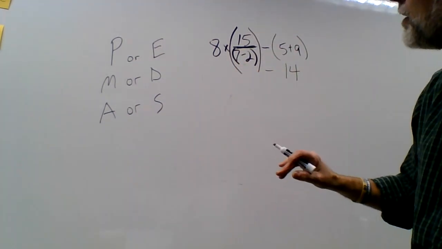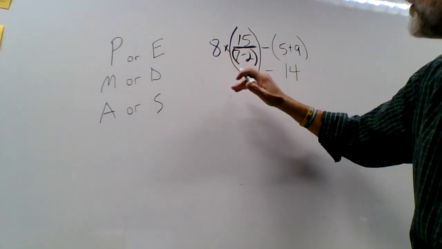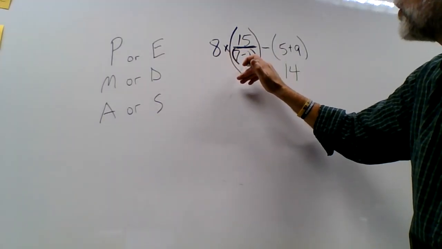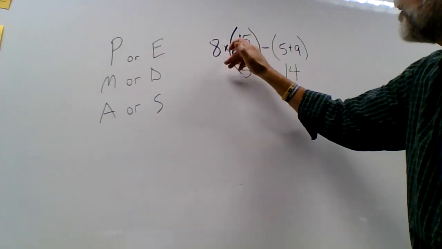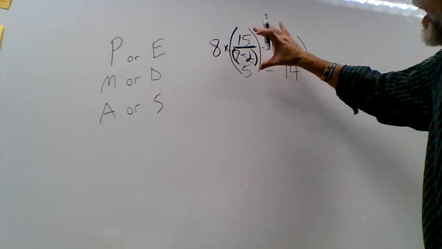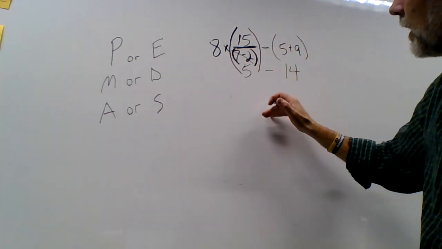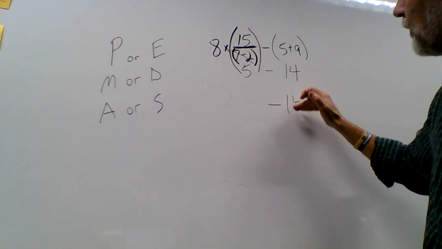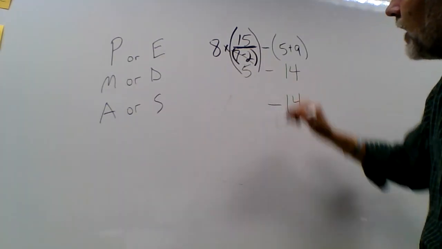So let's do that 7 minus 2 first. We're going to have 7 minus 2, which is going to be equal to 5, okay? So now I'm going to mark that off. Now I've got 15 divided by 5. So again, let's pretend that's a parentheses. I'm going to come down here, put my minus 14 because I already did the other parentheses.